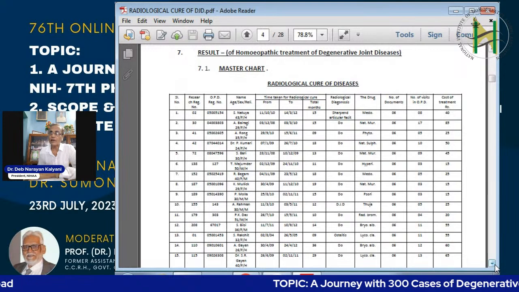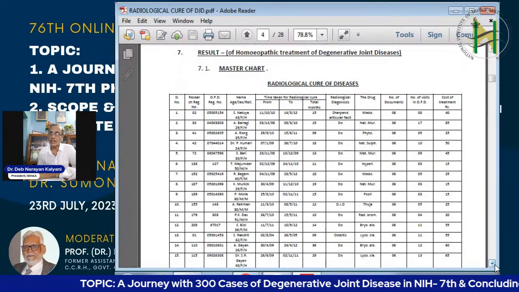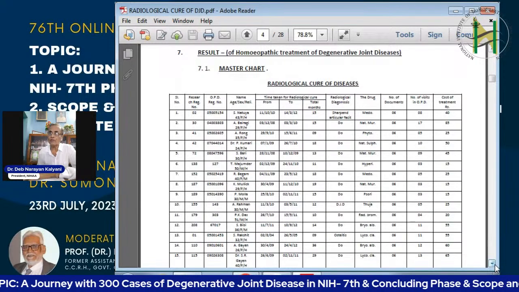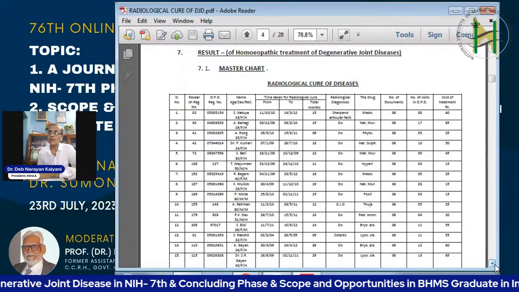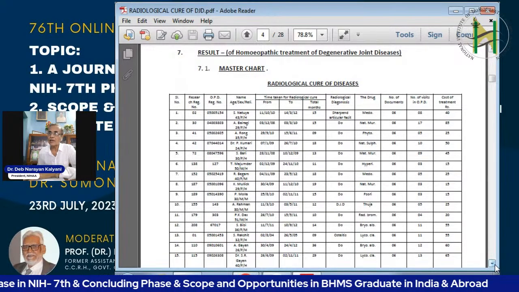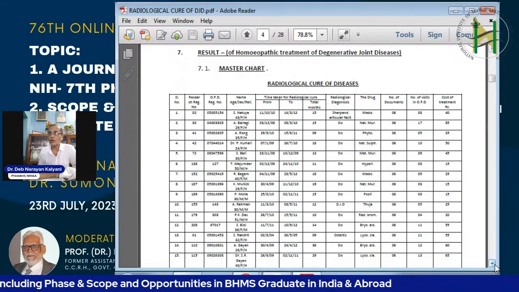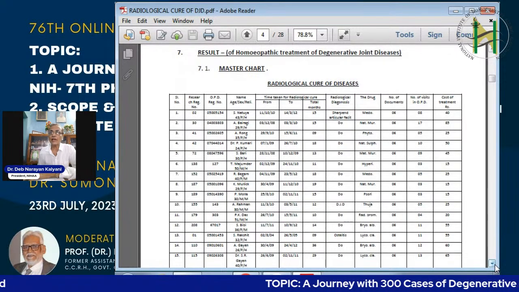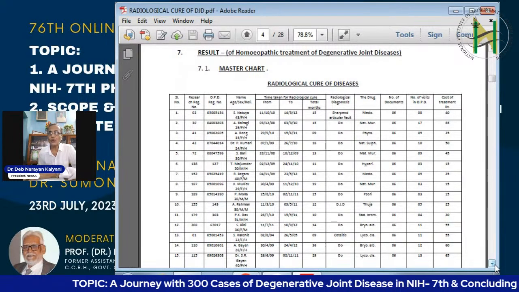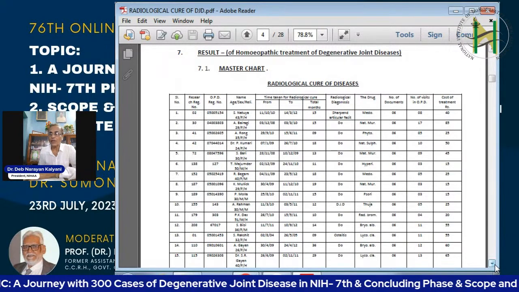But whenever we tried with hundreds and hundreds of cases of degenerative joint disease with constitutional drugs, totality inhibitory drugs, in a number of cases we have seen radiological improvement, in a number of cases complete cure of radiological changes, and in many, many cases maximum improvement. We had the constraint to collect all the documents of many patients in our OPD to show you the number of cures, more in number.